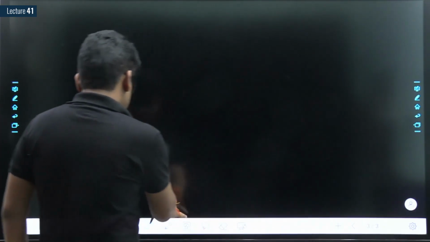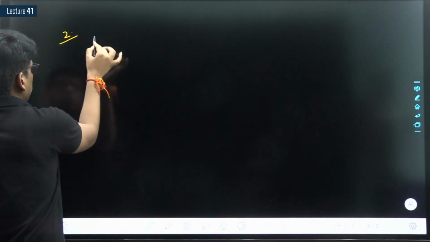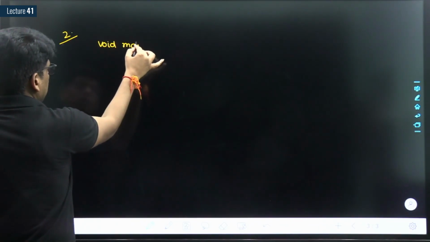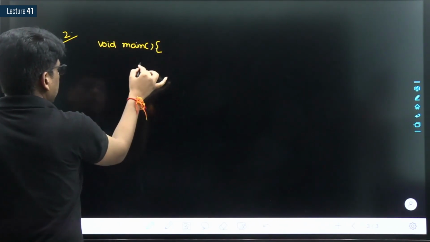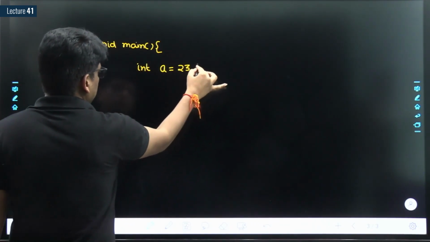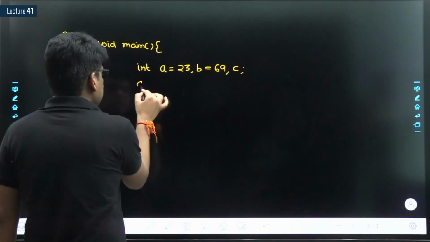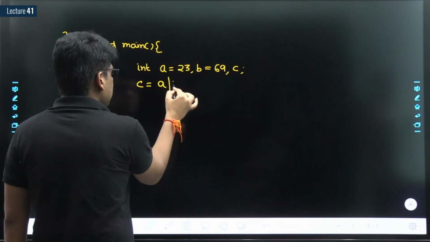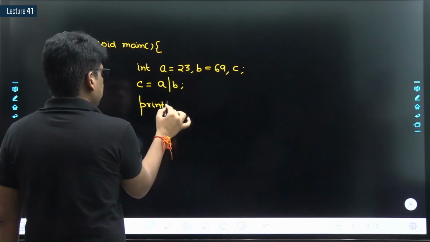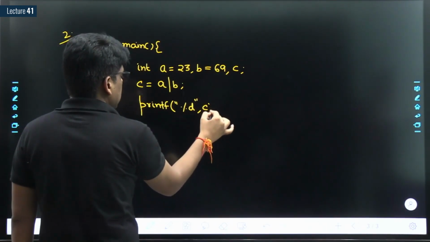Let's try to solve a few more questions, sir. Example 2. Again, void main, int a is equal to 23, b is equal to 69, c, and c is equal to a bitwise OR b. printf %d comma c.